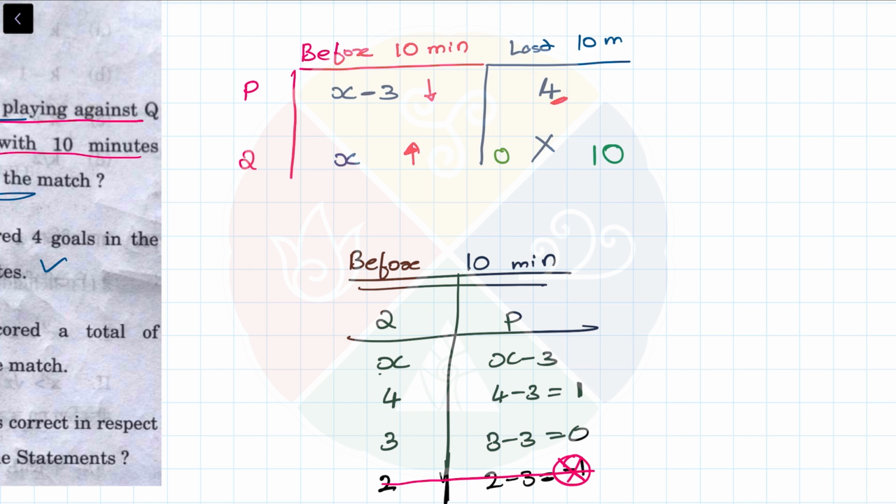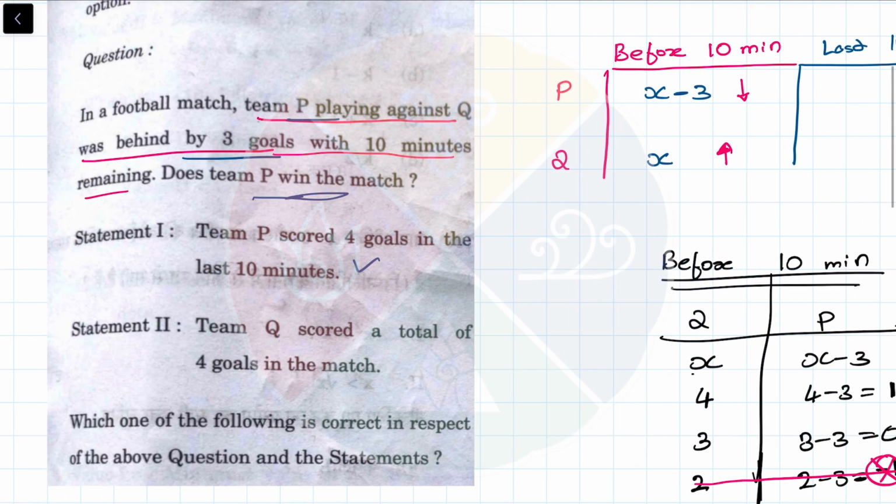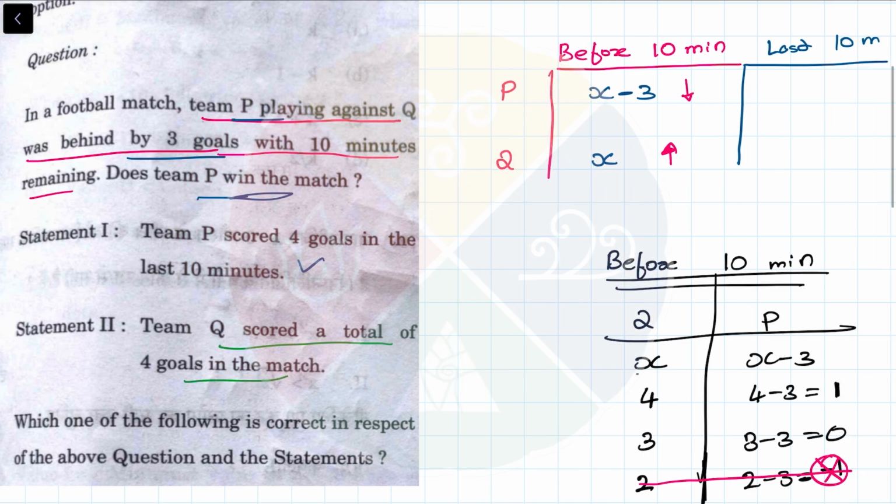So that's not enough. Now we have to go and use statement number 2. According to statement number 2, the team Q scores a total of 4 goals.